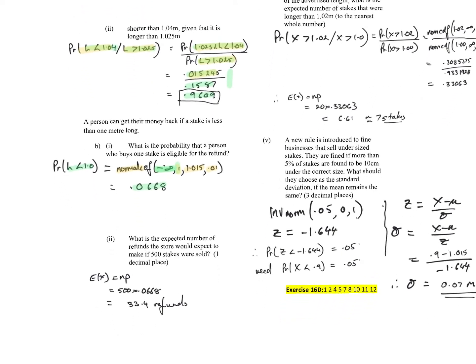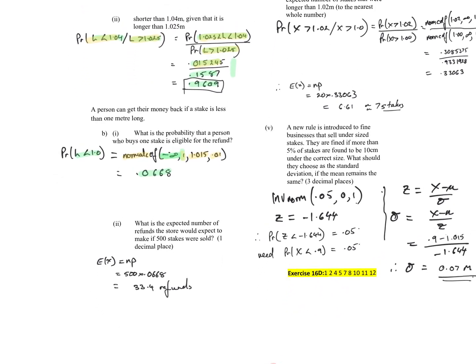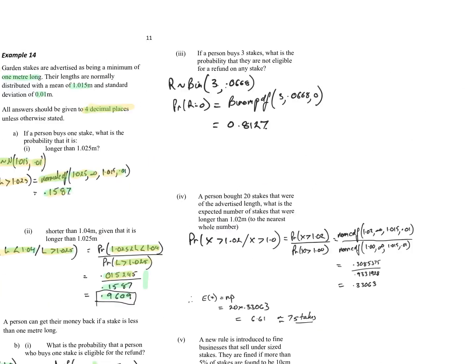What is the expected number of refunds? Okay, if we sell 500 stakes, all of a sudden that becomes a little bit binomial now. We've got a probability of a refund being 0.0668. If I have 500 trials, how many refunds do I expect? E of X is equal to np, and I get 33.4 refunds.